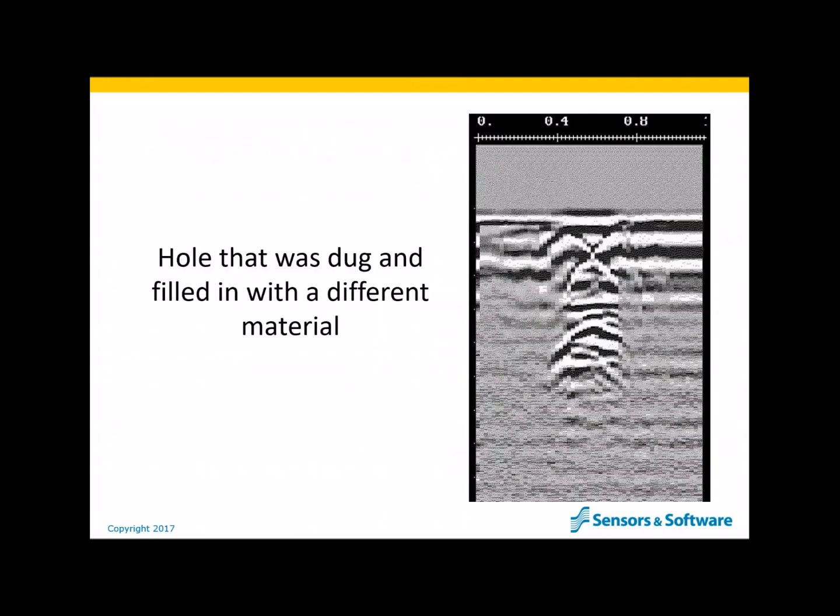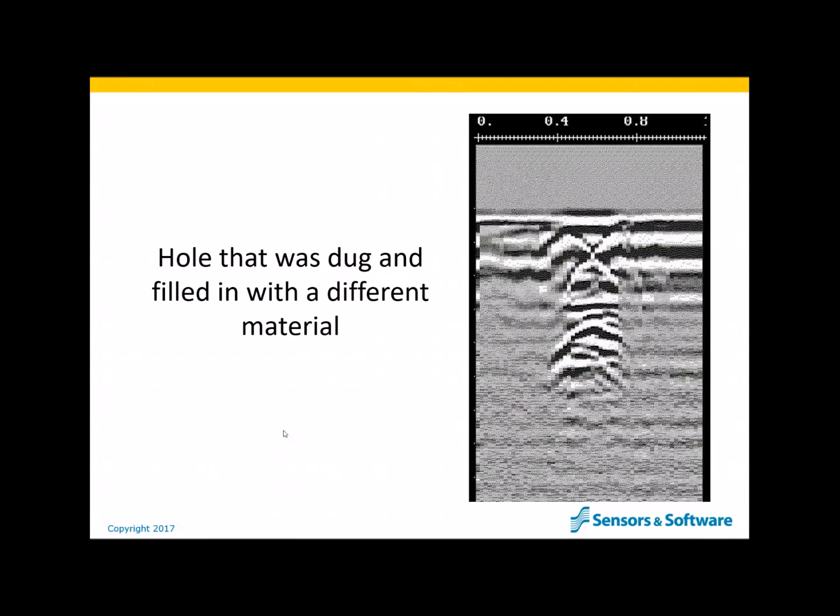For our utility locating audience members, I would like to discuss interpreting utilities in trenches. I think I mentioned in part one of this webinar that when working in soils with high electrical conductivity that attenuates the GPR signal before it can travel very deep, sometimes you can locate the utility by finding the trench it was buried in. The utility may be too deep in the trench to detect it directly, but finding and mapping the trench is almost as good.